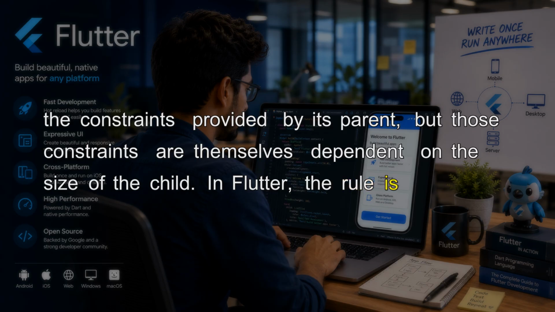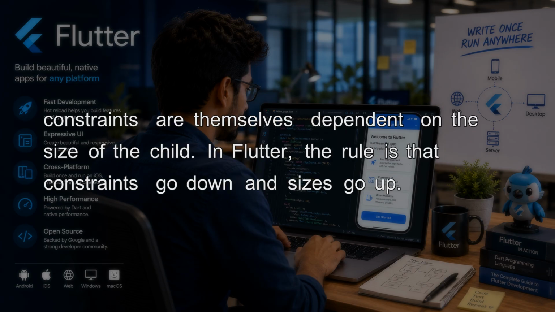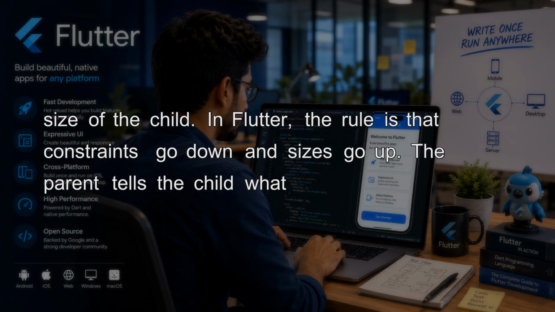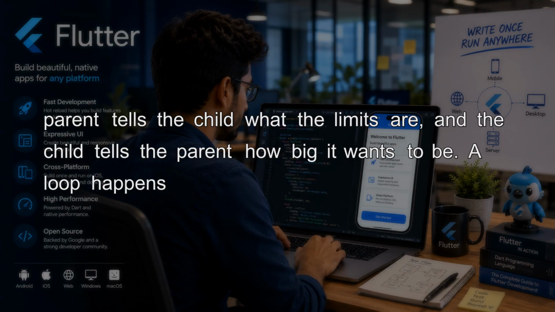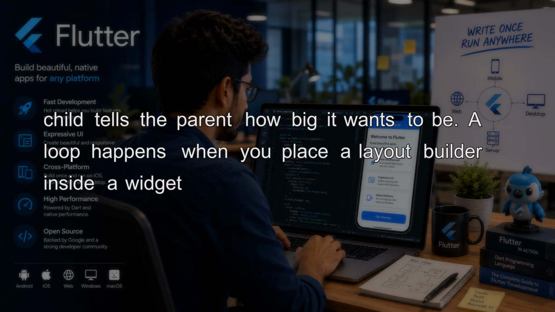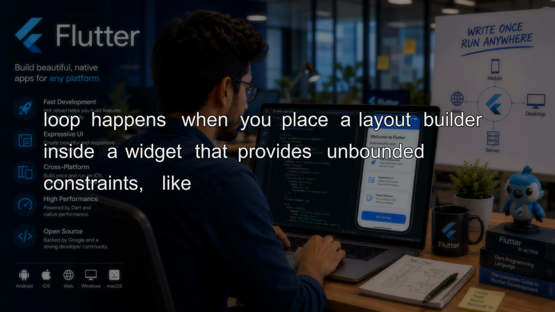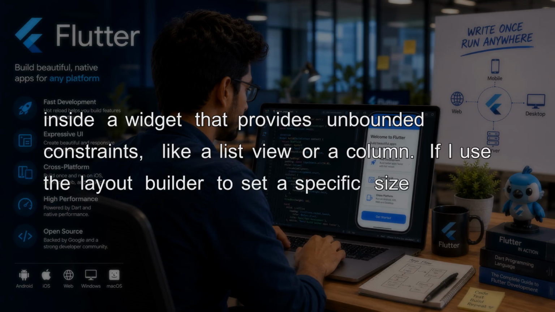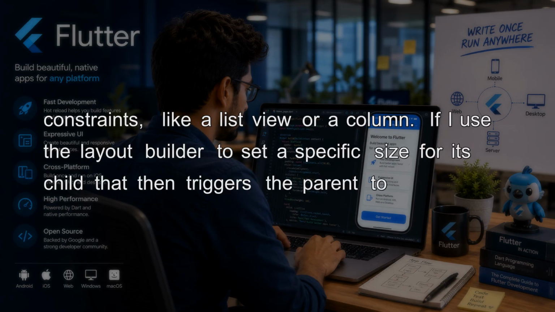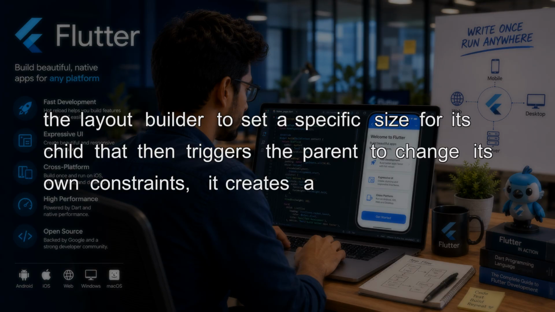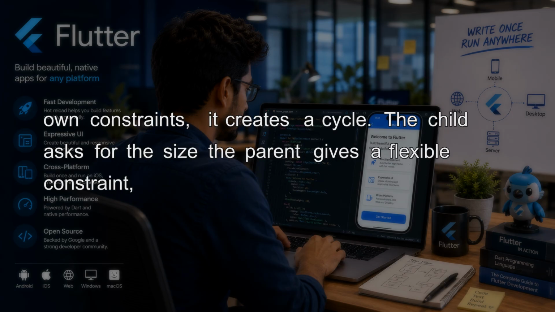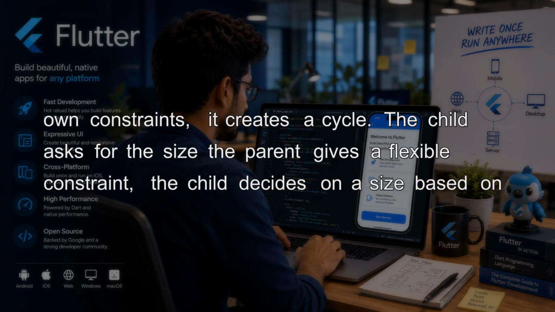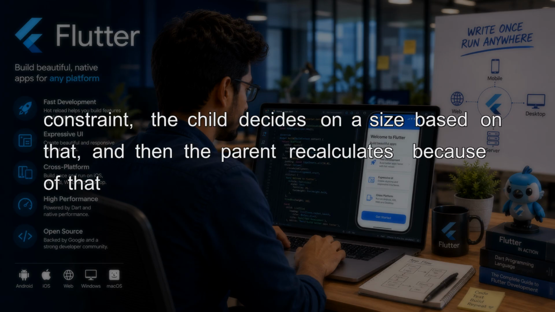In Flutter, the rule is that constraints go down and sizes go up. The parent tells the child what the limits are, and the child tells the parent how big it wants to be. A loop happens when you place a LayoutBuilder inside a widget that provides unbounded constraints, like a ListView or a Column. If I use the LayoutBuilder to set a specific size for its child that then triggers the parent to change its own constraints, it creates a cycle. The child asks for the size, the parent gives a flexible constraint. The child decides on a size based on that, and then the parent recalculates because of that size.